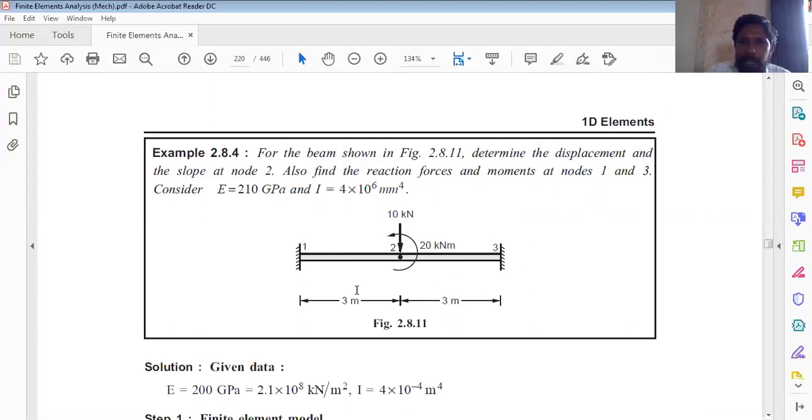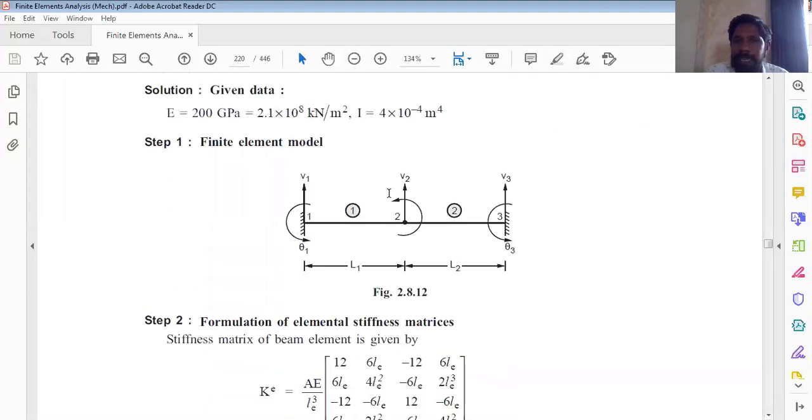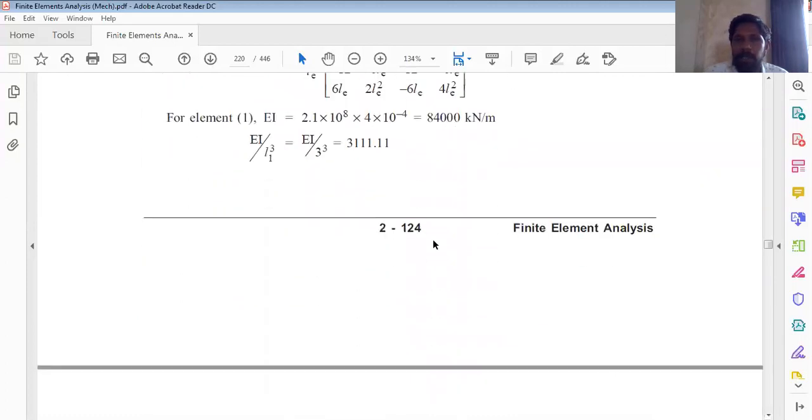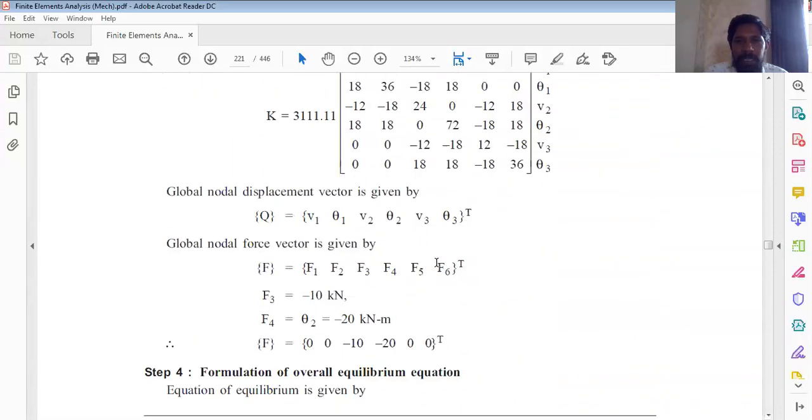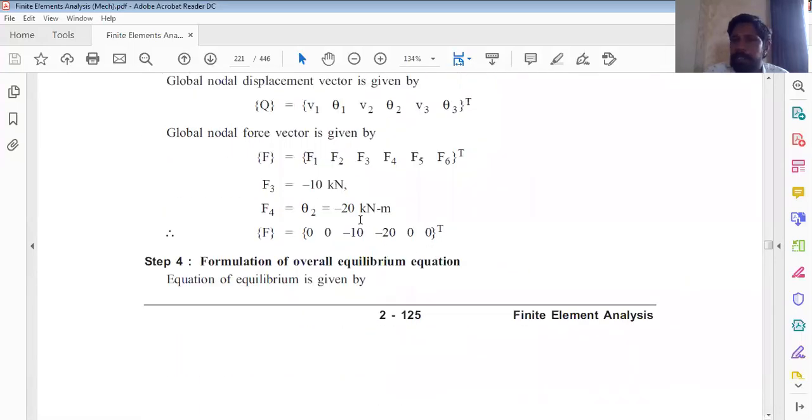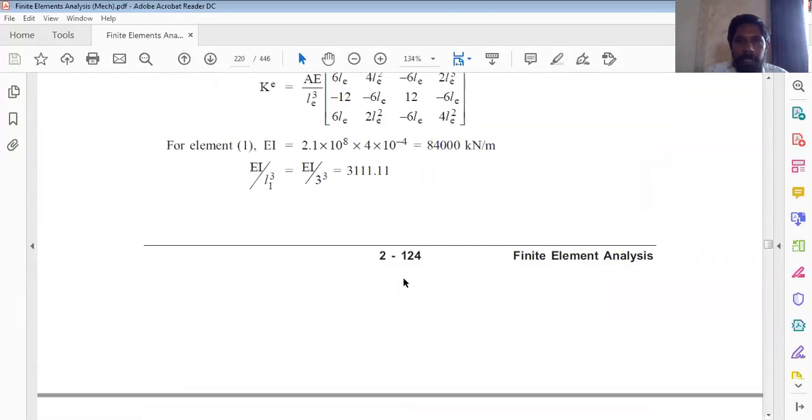Looking at this figure, definitely F1, F2 and F5, F6 are equal to 0. So only F3 is 10 kilonewton, and it is acting in the downward direction. So F3 is equal to minus 10 kilonewton. And when you see the moment here, the moment is acting in the anti-clockwise direction. For anti-clockwise, it is considered negative, which is minus 20 kilonewton meter. So I will repeat it once again.